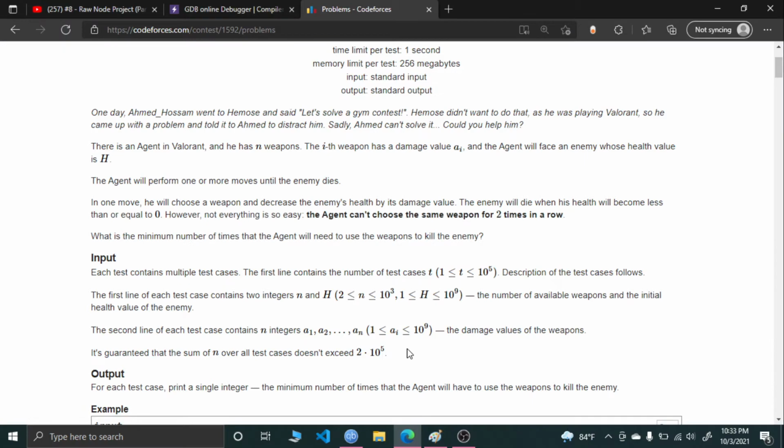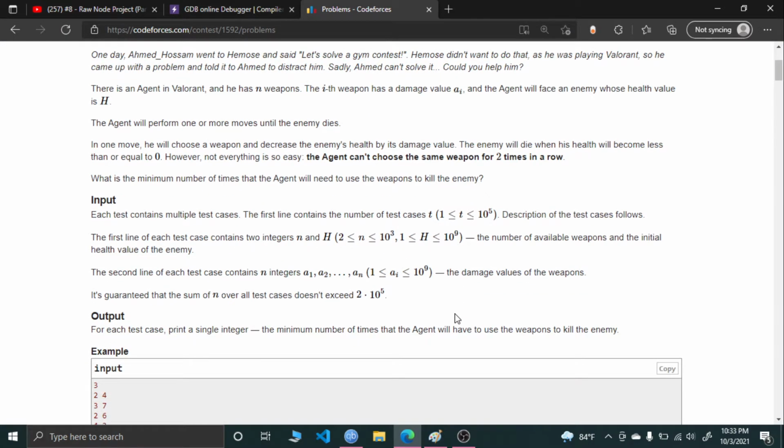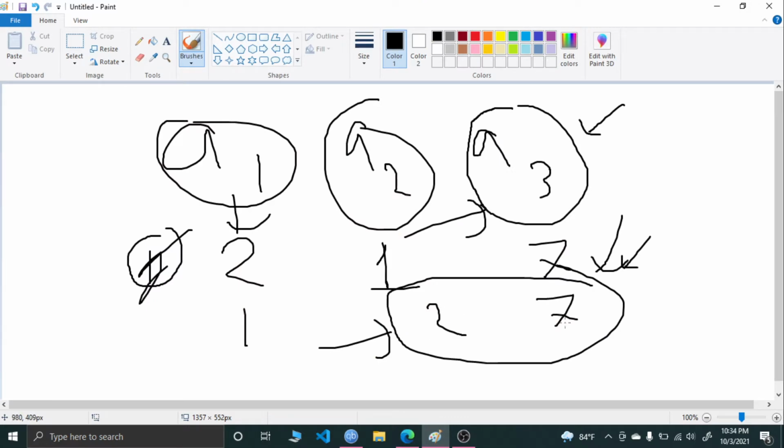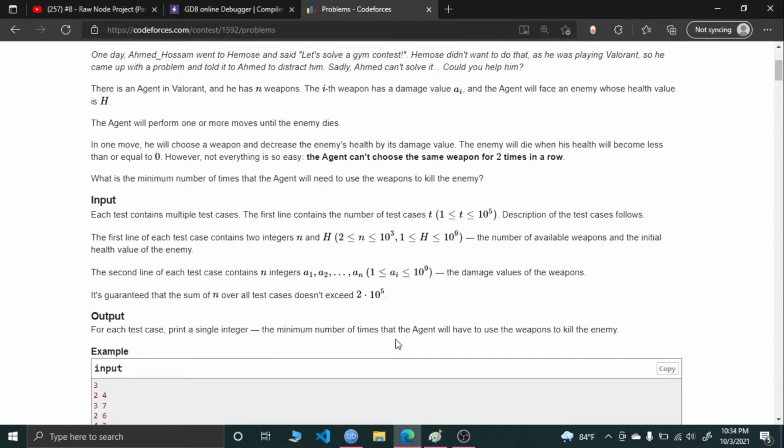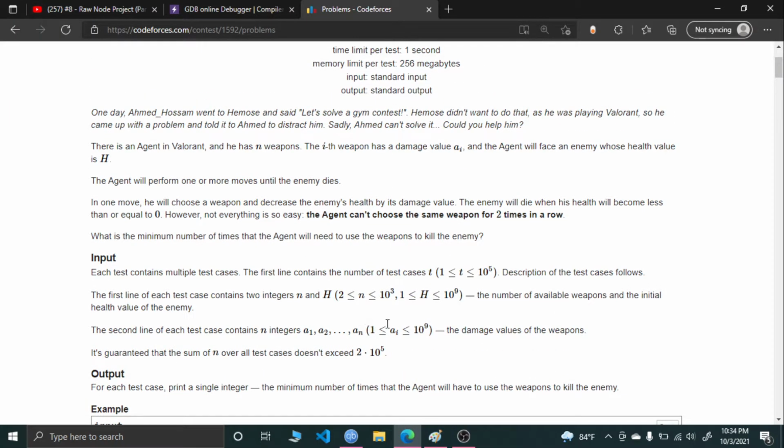Now the question is, what is the constraint on the health of the enemy? The interesting part is that the enemy's health is up to 10 to the power 9. If I take one value and subtract it each time, let's say the number given is 10 to the power 9, and the maximum 2 weapon values are 2 and 7, will I subtract 7 each time and then check whether it's less than or equal to 0 or not? If I do this linear brute force way, then it's not going to fulfill the time limit. It's going to give TLE for sure. That's exactly why we need a better approach.